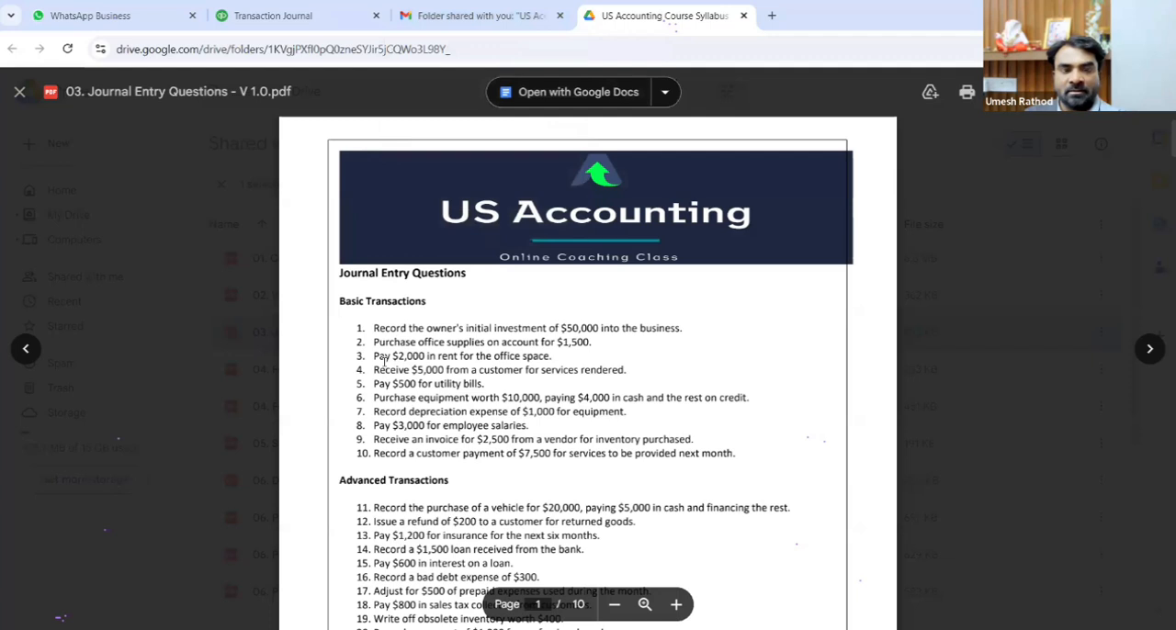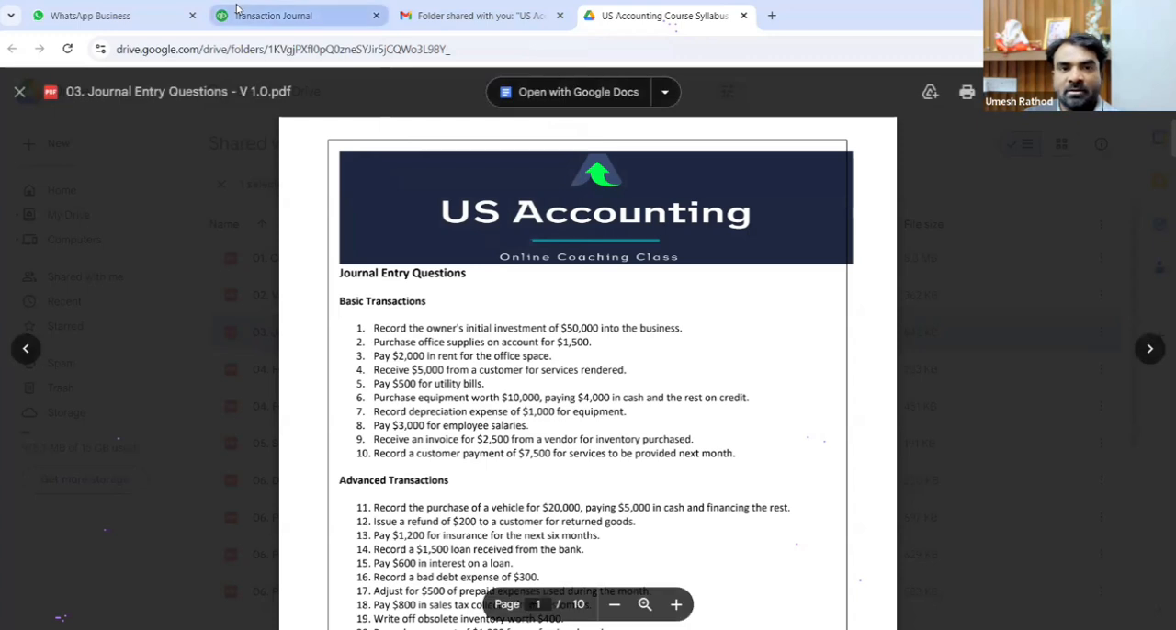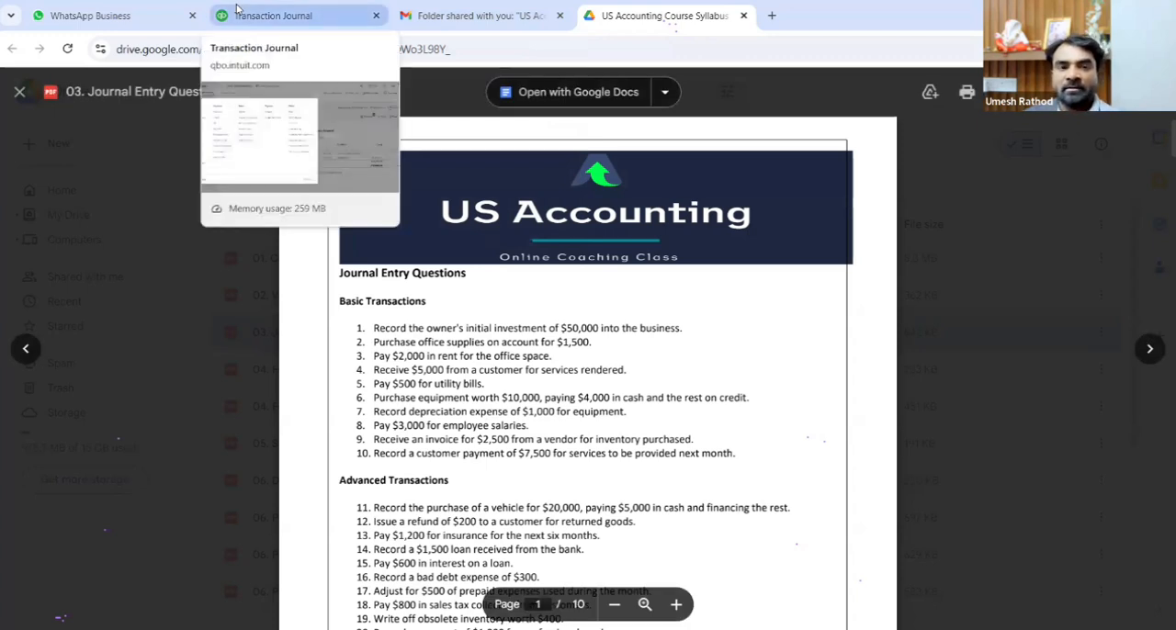And then the next: pay 2,000 in rent for the office space. Okay. So how much amount have you paid? That is 2,000. For what? For office rent. So office rent is always debit, and you have already paid. That means bank account credit. Yes. Right? To record this transaction, the modules we will understand later on, that is fine.